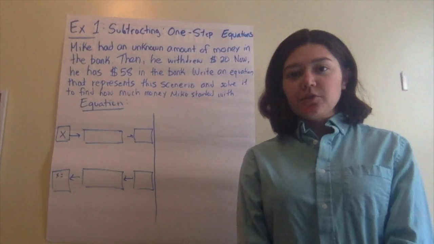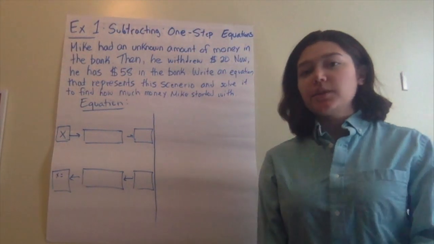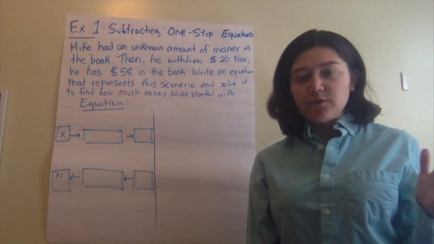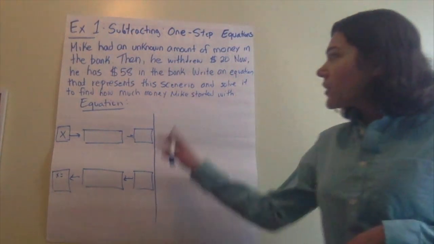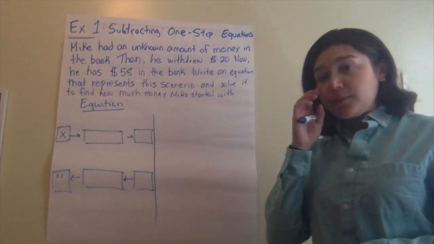Today we're going to look at two examples of writing and then solving one-step equations. One we'll look at for subtraction and one we'll look at for division. So the first one is going to end up involving subtraction.